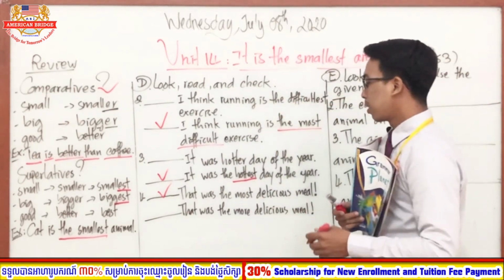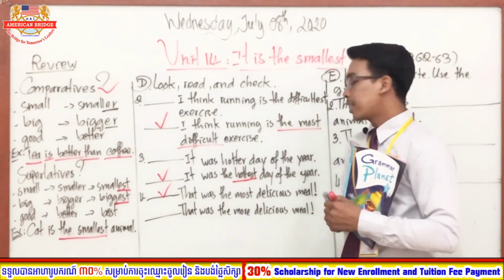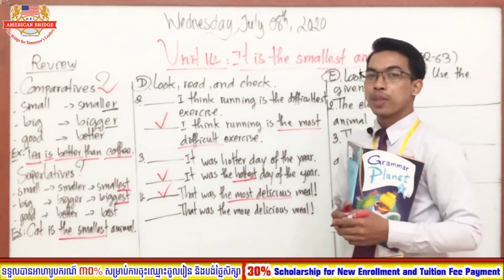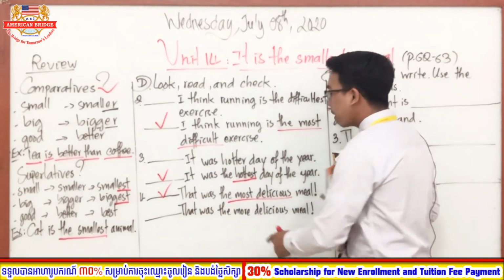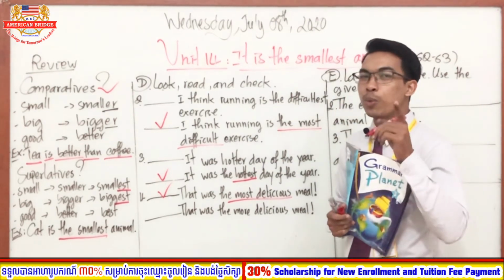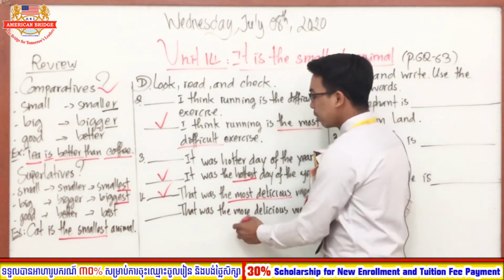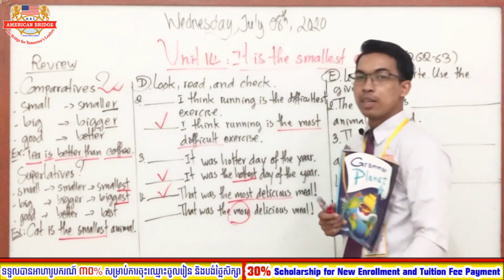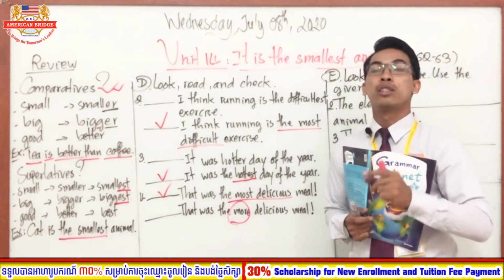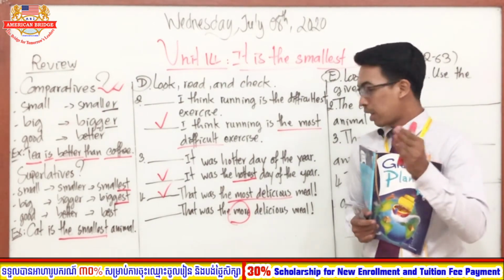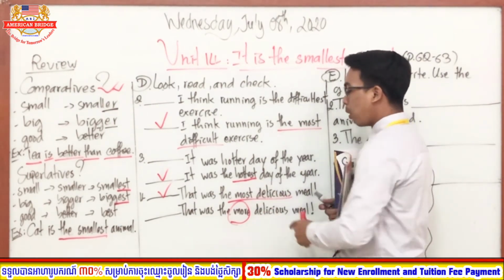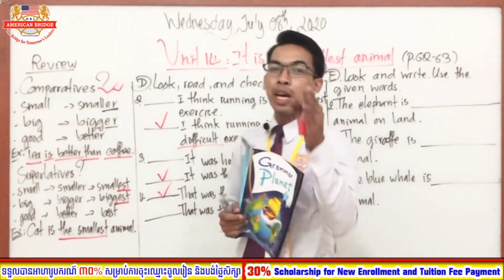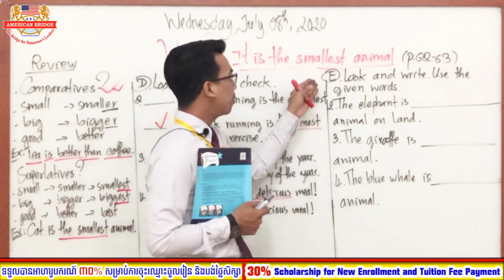Why? Because in the sentence we had the word most delicious, and about the second one, the more delicious. So we use more in comparative adjective. You see? Good. We do not use more in superlative adjective. Remember, okay? Good. So we use the most in superlative adjective. Good. So now let's move your attention to the next section.